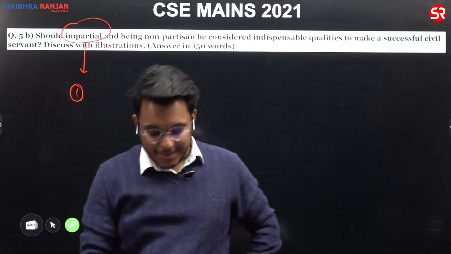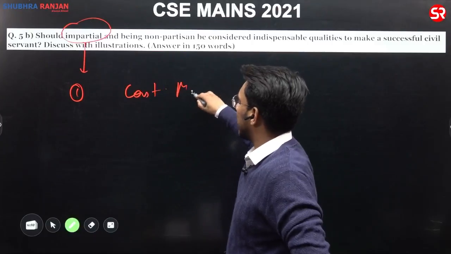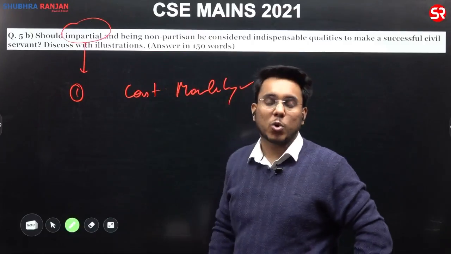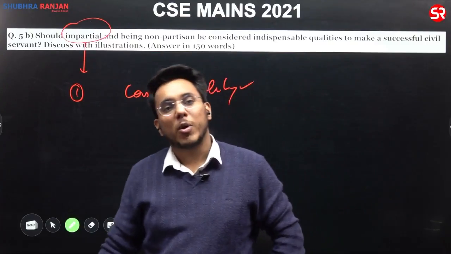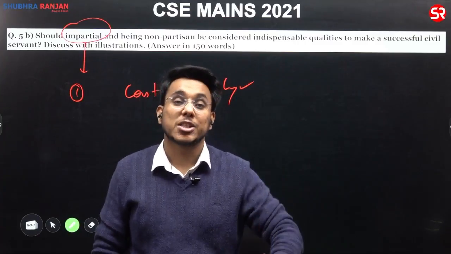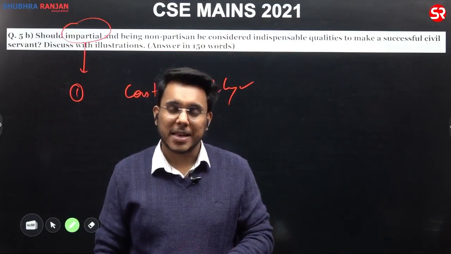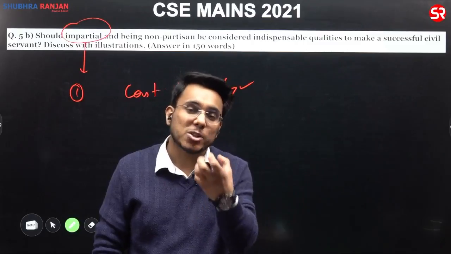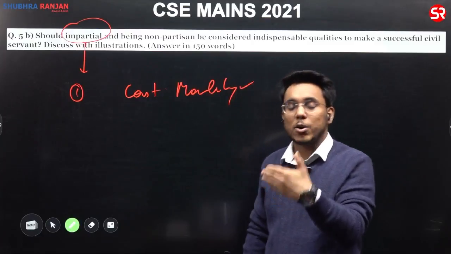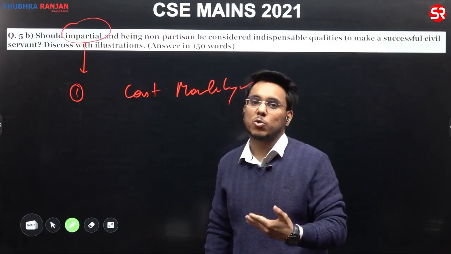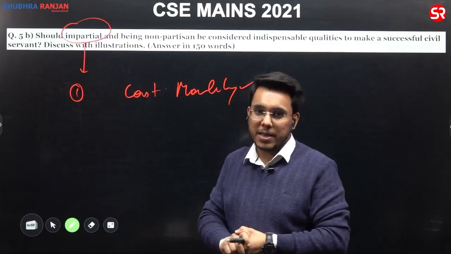So number one, impartiality is needed so that constitutional morality, constitutional values, the constitutional spirit can be adhered to. What is the constitutional spirit? What does the preamble talk about? The preamble talks about justice. What do the fundamental rights talk about? Fundamental rights talk about equality. Clear? The entire spirit of the constitution is based on the premise of justice. Therefore, in order to give justice, equality, fair treatment, and to preserve the rule of law, impartiality is needed. Because if impartiality is not there, constitutional morality cannot be there.